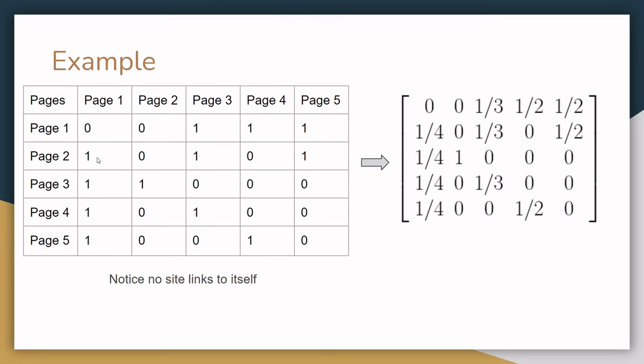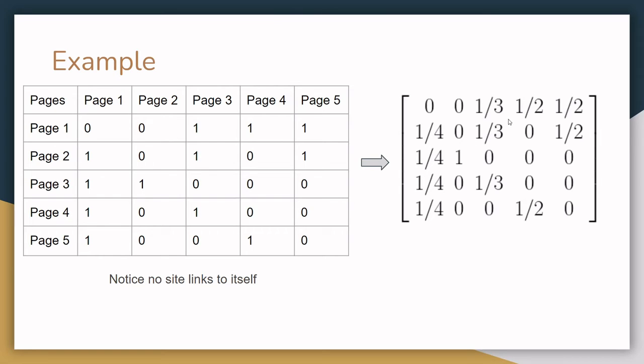But it did link to page 2, page 3, page 4, and page 5. Since it linked to a total of 4 pages, we're going to divide by 4 for each of these. We're going to have 1/4, 1/4, 1/4, 1/4. And page 2 links only to 1 page, so we're going to have 1 divided by 1, which is just 1.